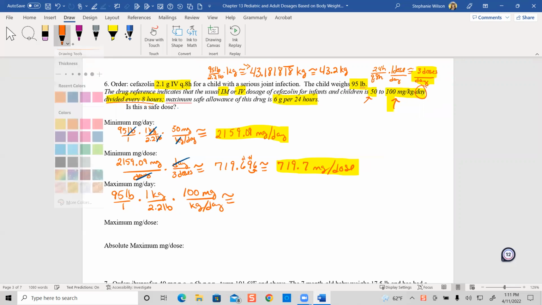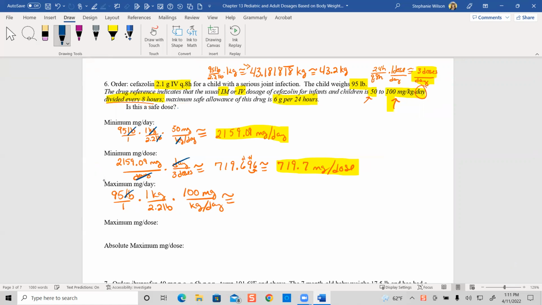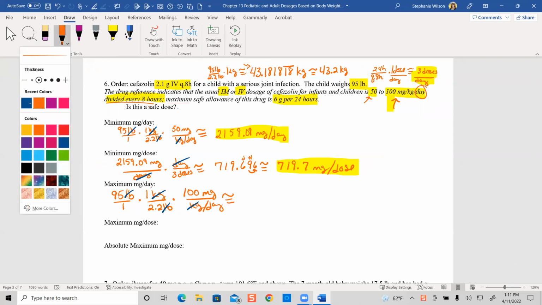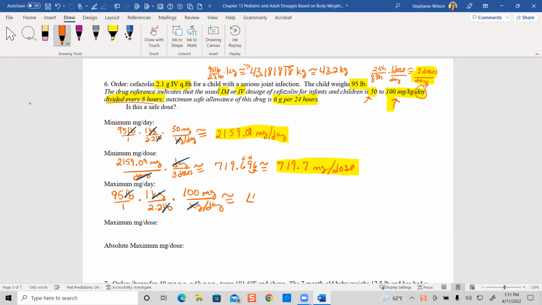So we'll go through here and let's just mark out the units that reduce. Milligrams per day, that's what we wanted. So now I got 95 times 100, and then we're going to divide it by 2.2. Okay, 95 times 100 divided by 2.2. All right, so now we got 4,318.18, rounded to the nearest hundredths. Here's my maximum per day for this patient.